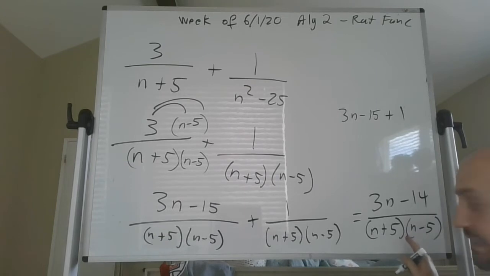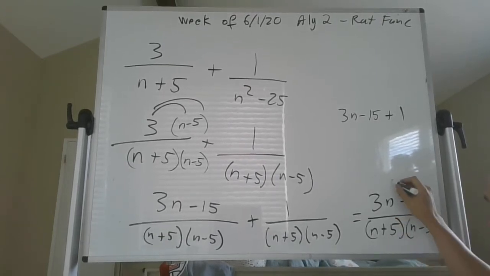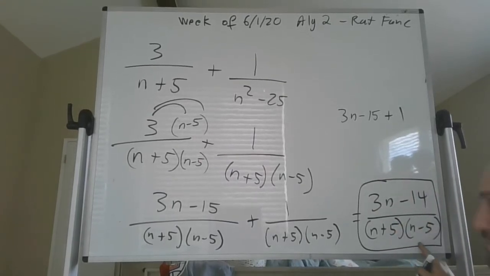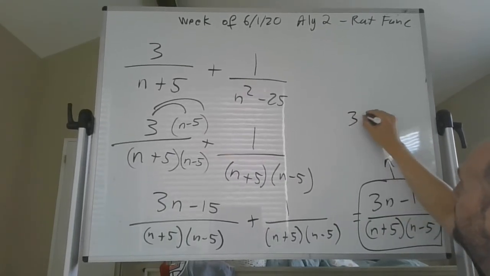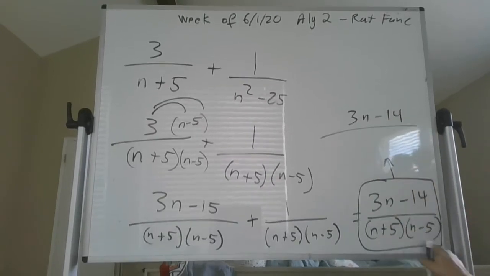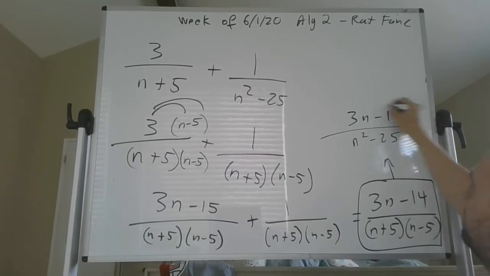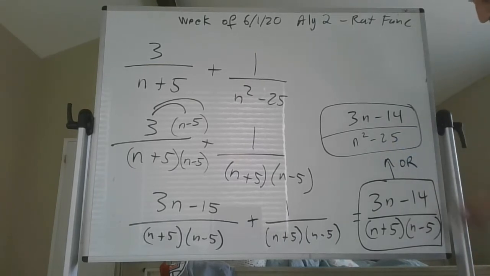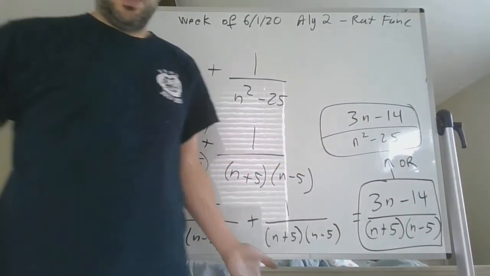Okay? Now, you may not see your final answer like this. The only reason being is, yeah, this is the answer, but this is 3n minus 14 over n plus 5 and n minus 5. Another way of writing this is 3n minus 14 over multiplied out. So n plus 5 and n minus 5 is the same as n squared minus 25. So keep that in mind, okay? So either one of these are the correct answer. It just matters how you see it on the test, what it's going to show you. Okay? That was adding one. Subtracting, same thing, just subtracting, that's it.